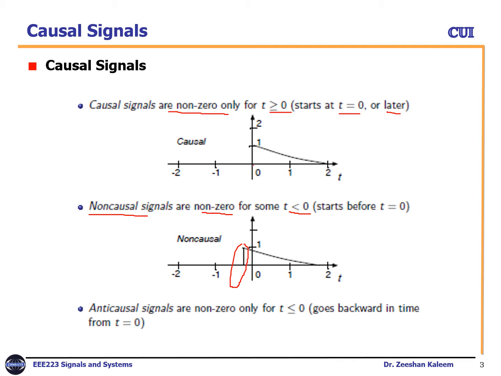And what are anti-causal signals? Anti-causal signals are non-zero only for time less than or equal to 0. It means that it goes backward in time from t equal to 0. It will look something like this. It will go in the negative direction, starting from 0. So these are three types of signals: causal, non-causal and anti-causal.